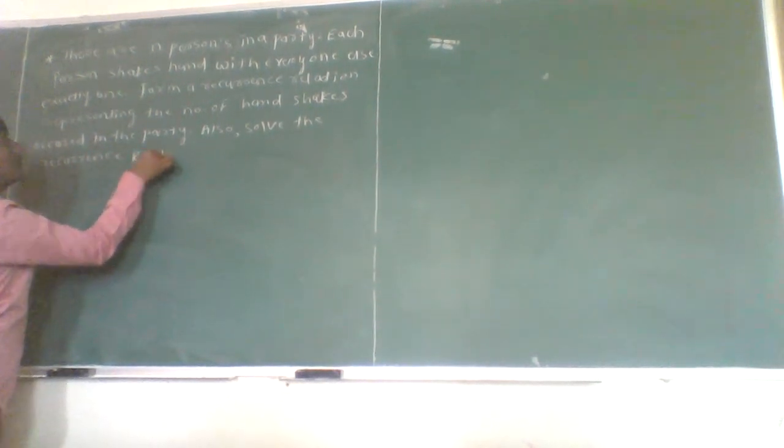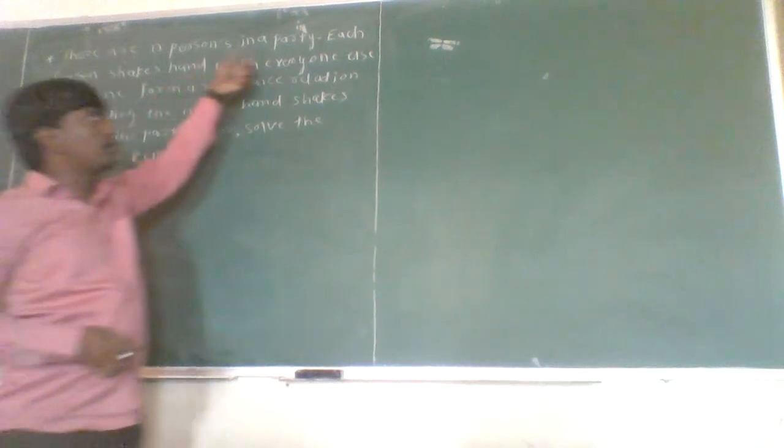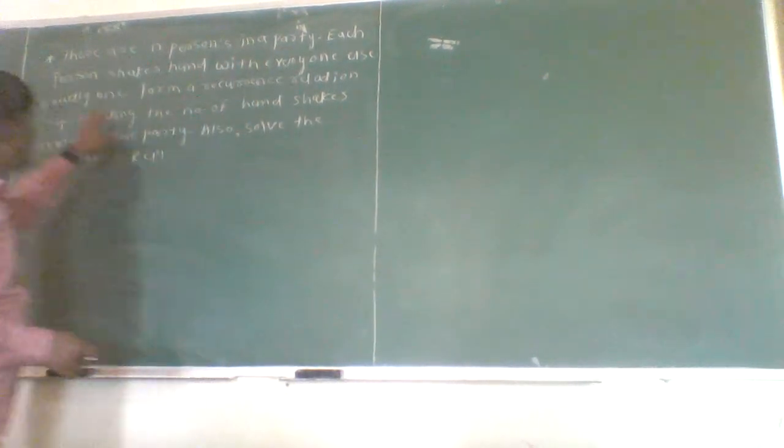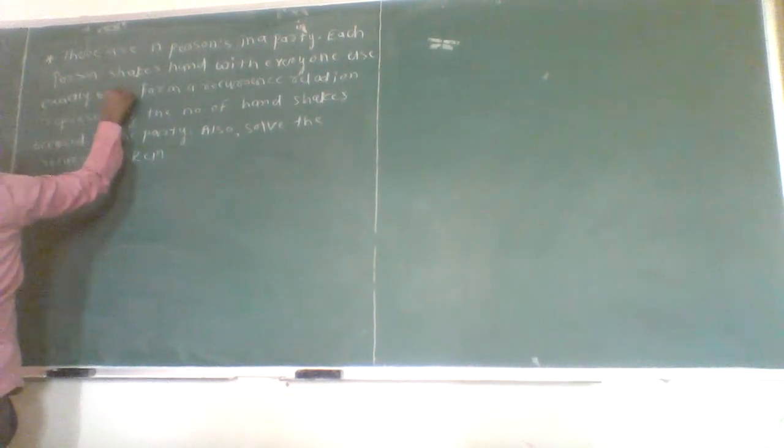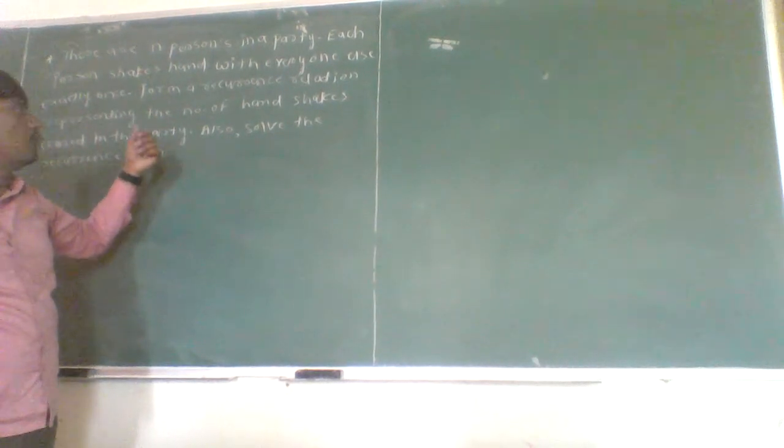So here it is given that there are n persons in a party and each person shakes hands with everyone else exactly once. Then we have to form a recurrence relation which represents the number of handshakes occurred in the party, and also we have to solve that recurrence relation.